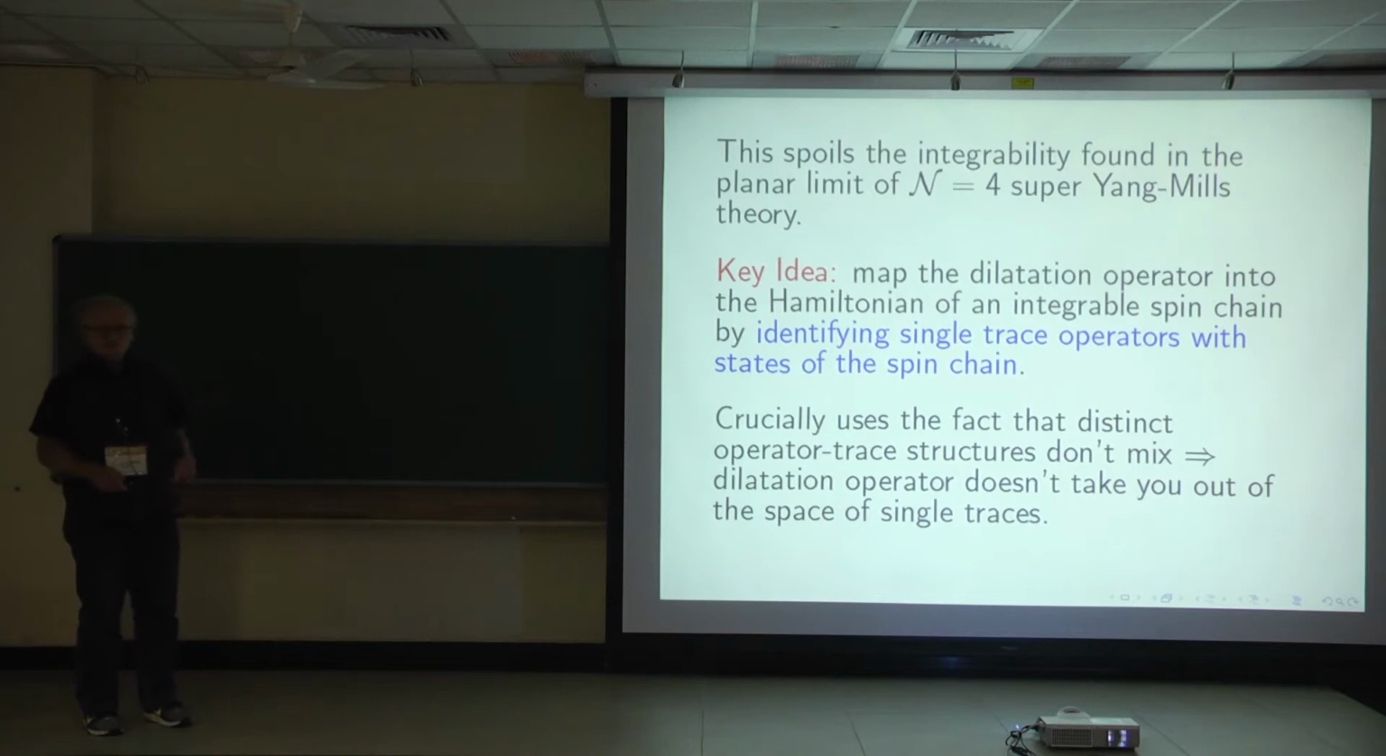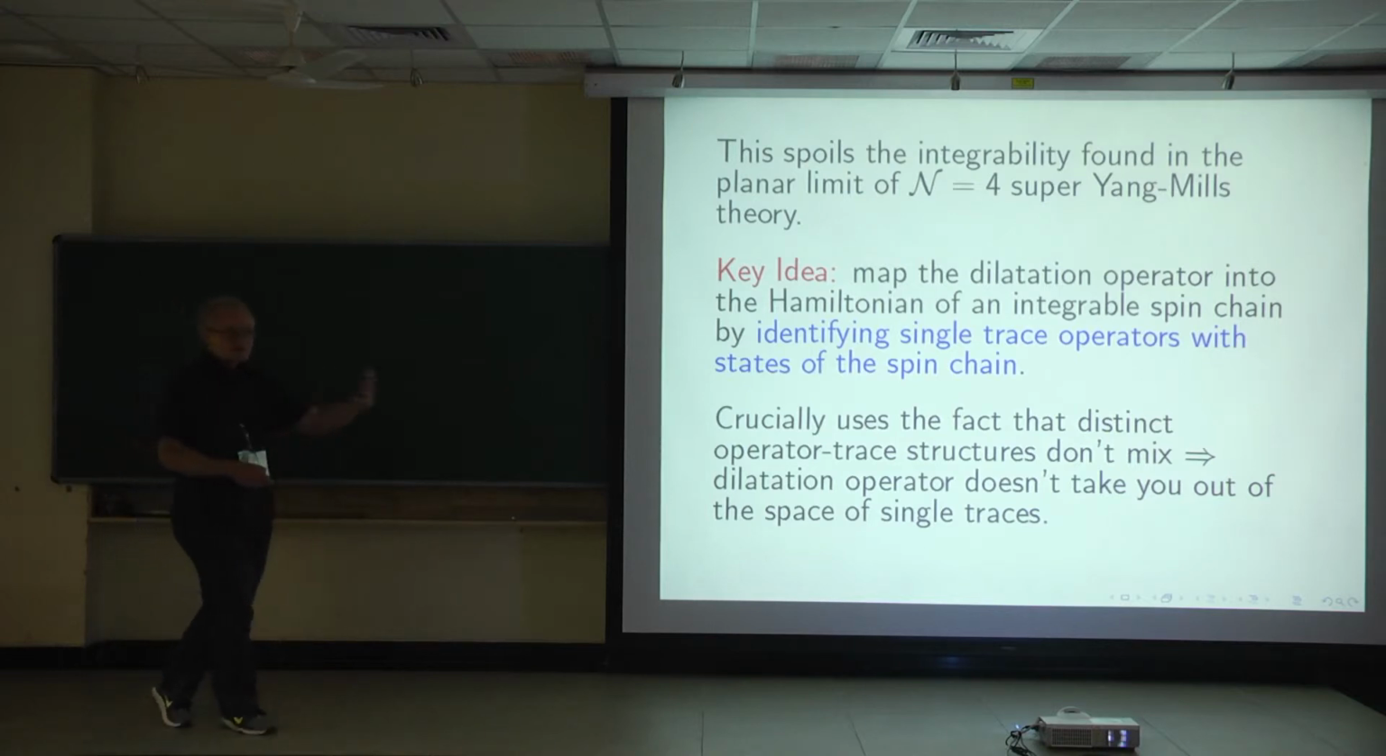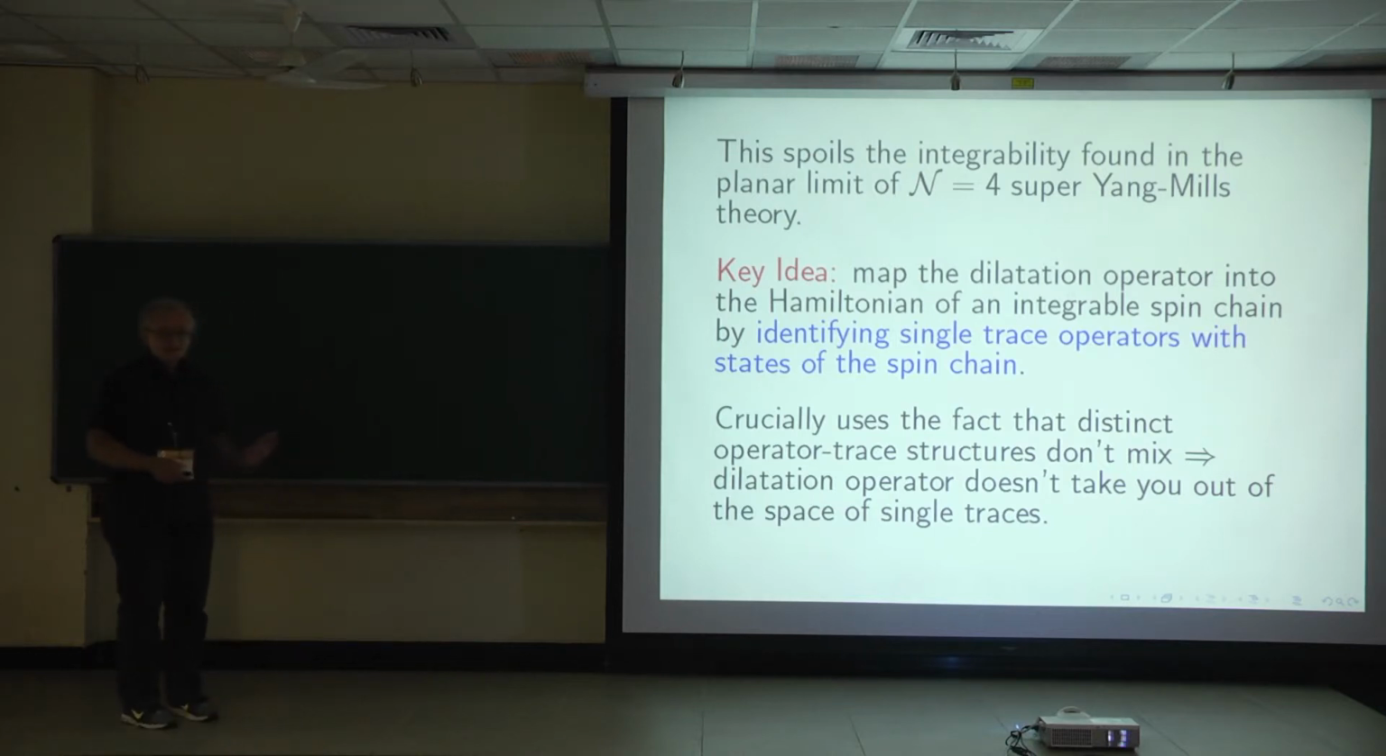The way integrability was found in the planar limit was to map the dilatation operator into the Hamiltonian of an integrable spin chain, and this relied on two things. Number one, there's a bijection between single trace operators and states of the spin chain. But secondly, when the dilatation operator acts, because there's no mixing between single traces and other multi-trace structures, the dilatation operator has a closed action on single traces. It only takes single traces into single traces. That'll no longer be the case, so the spin chain language and restricting to single traces is not going to be a useful description for us. We'll need to come up with some other description.